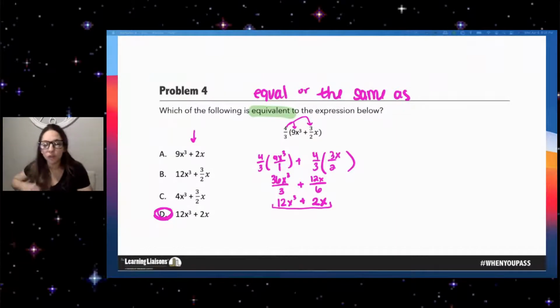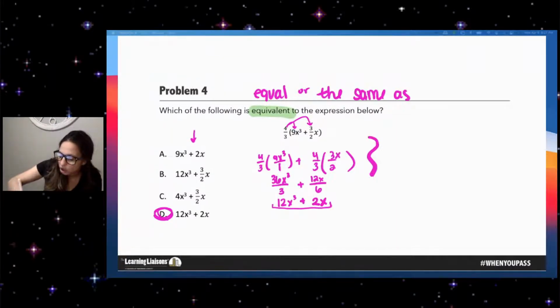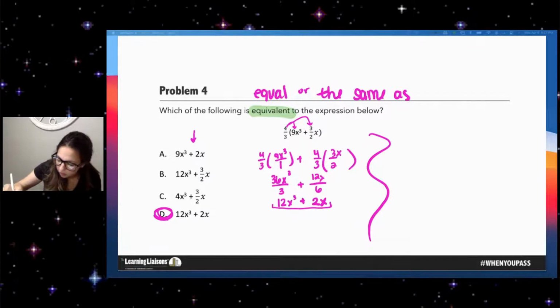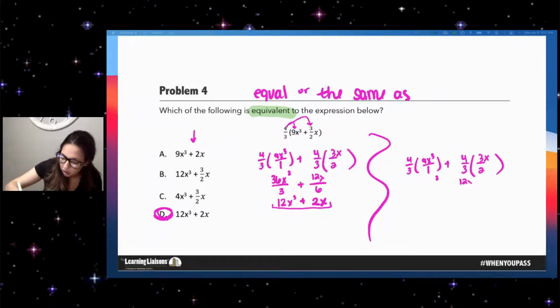Now, some of you already realized that we could have simplified a lot earlier. You're absolutely right. And I'm going to show you how here in a minute. So I'm going to copy this.